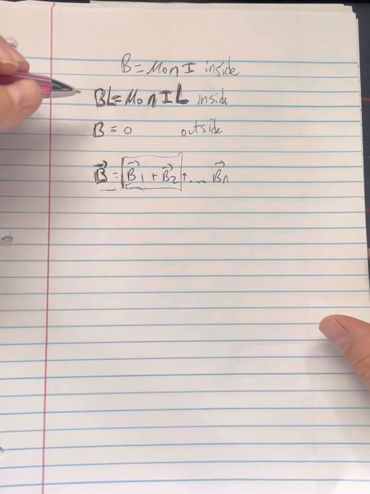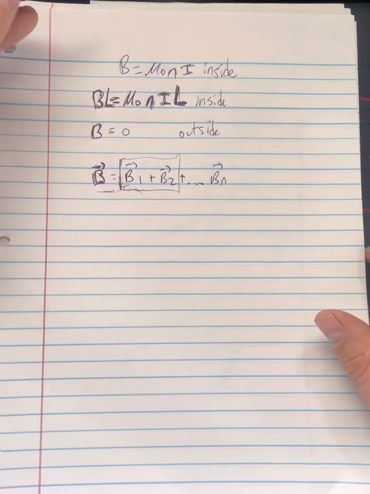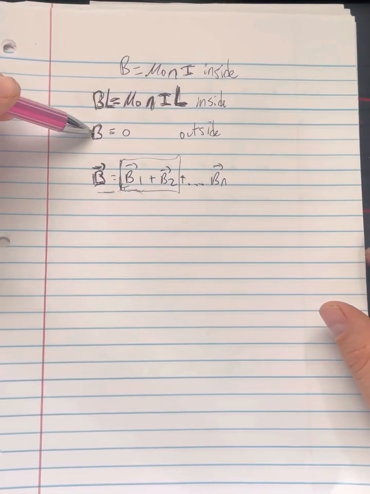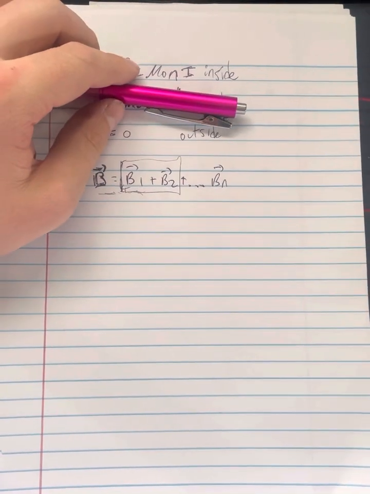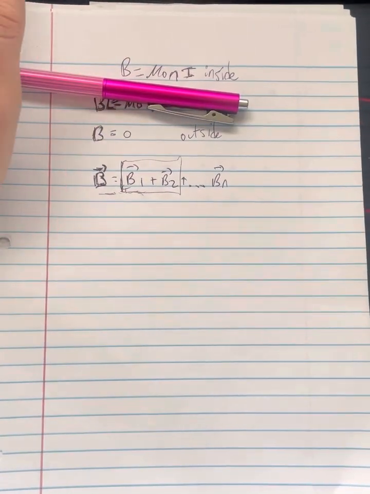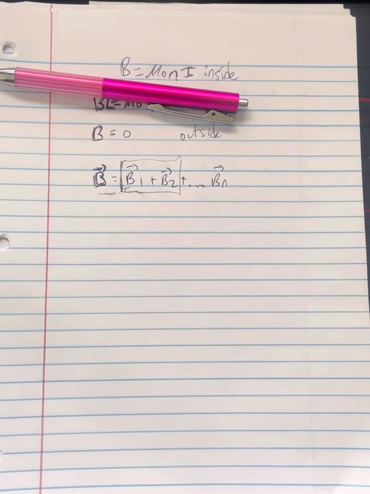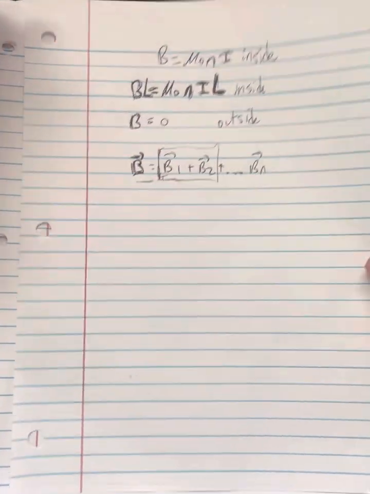And the reason why the outside magnetic field of a solenoid is equal to 0 is because we can draw an Amperian loop around the entire solenoid. This would enclose the current flowing in both directions. The net current, therefore, would be equal to 0, because we would have positive I plus negative I. And according to Ampere's law, if the net current is 0, the magnetic field must also be 0.